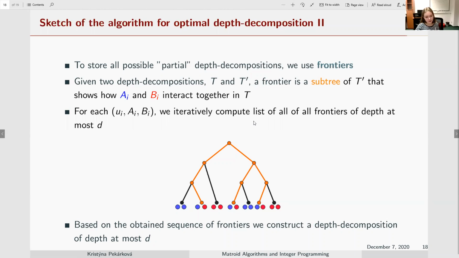If the branch depth is at most d, then in the final list we obtain just one frontier. From this one, we backtrack and construct a final sequence of frontiers, such that a frontier is added to the final sequence if it triggered adding another frontier in the following iteration. So we obtain a sequence of 2R frontiers, 2R parts of our decomposition, and from these frontiers we finally construct the decomposition of depth at most d.